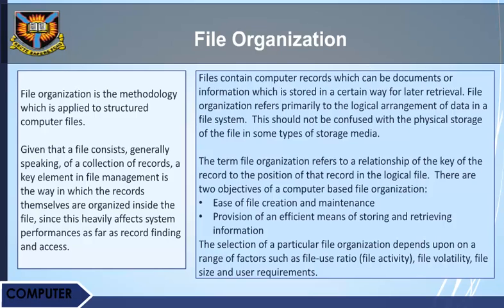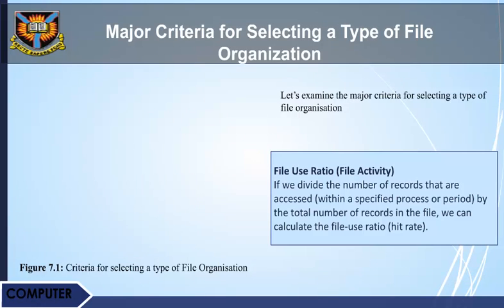The selection of a particular file organization depends upon a range of factors such as file use ratio, file activity, file volatility, file size, and user requirements. Major criteria for selecting a type of file organization: file use ratio, hit ratio or activity ratio, file volatility, file size, user requirement. Let's examine the major criteria for selecting a type of file organization.